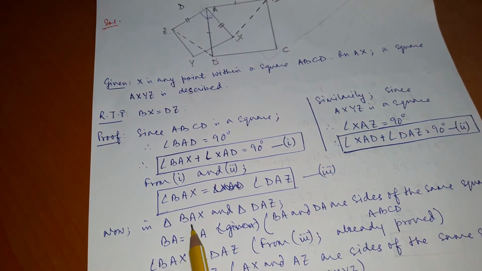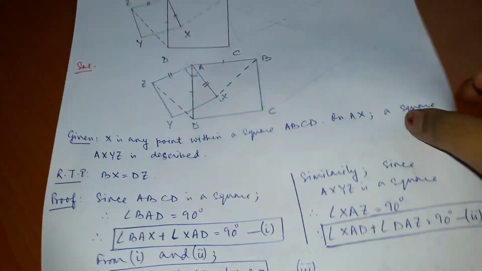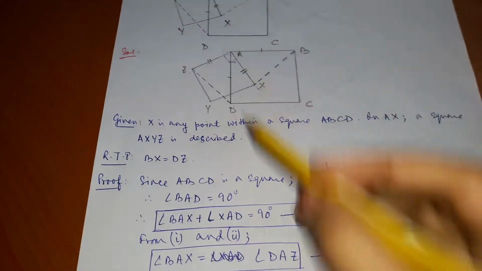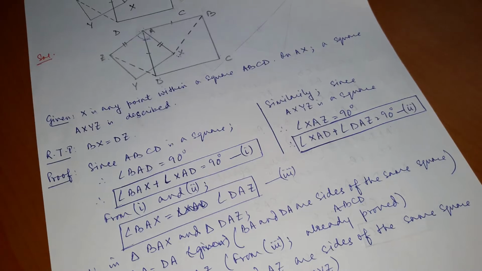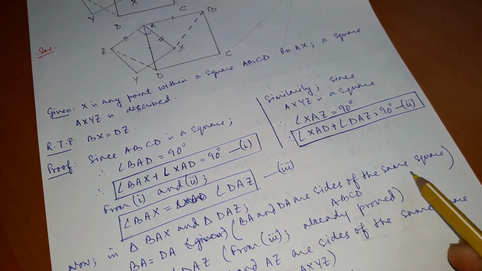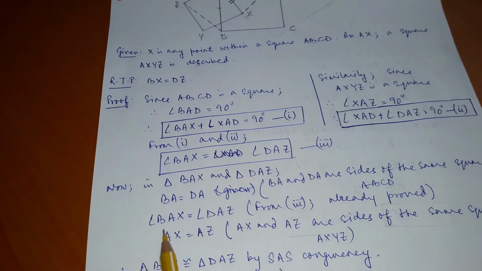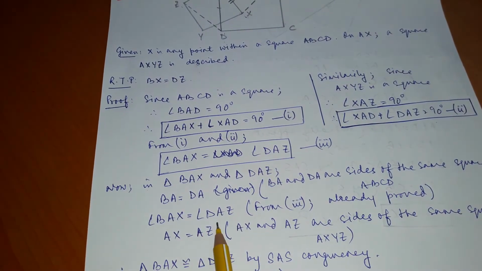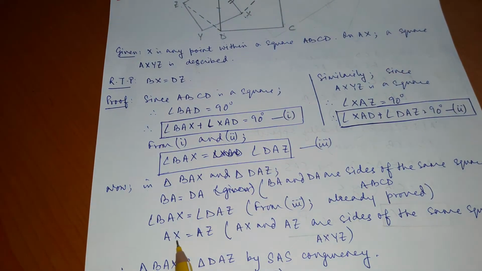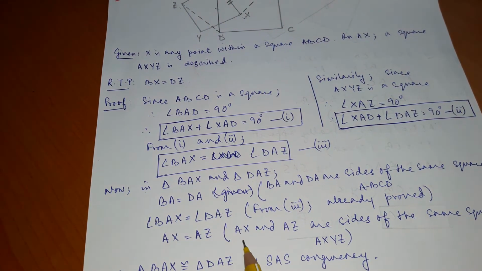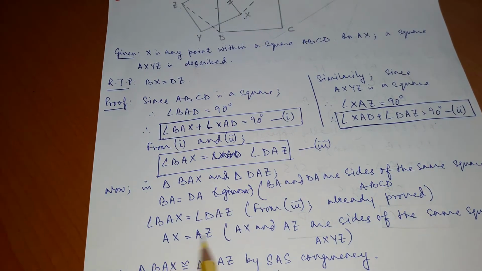Now in triangle BAX and triangle DAZ, BA equals DA because BA and DA are the sides of the same square ABCD. Very clear. Angle BAX equals angle DAZ from equation 3, just now we have proved. And AX equals AZ. Similarly, AX and AZ are the sides of the same square AXYZ. So we can say that AX equals AZ.